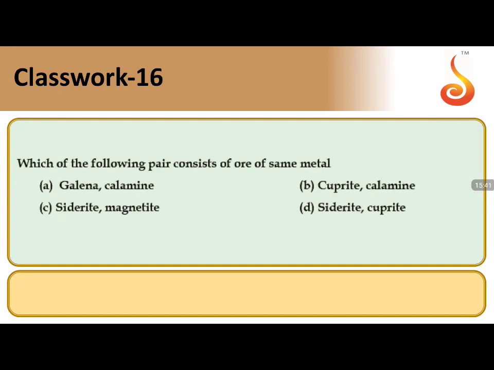So now moving into metallurgy. Which of the following pair consists of ore of same metal? Okay, galena, PbS. Calamine will be ZnCO3. Coming to cuprite, cuprite is Cu2O. Siderite will be FeCO3. Magnetite will be Fe3O4.